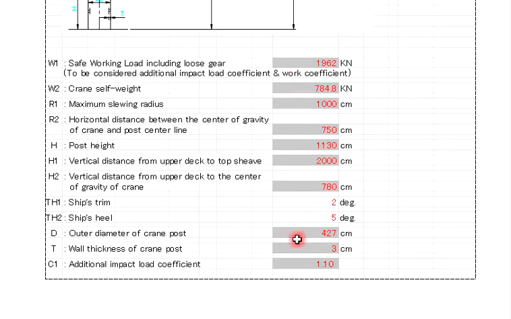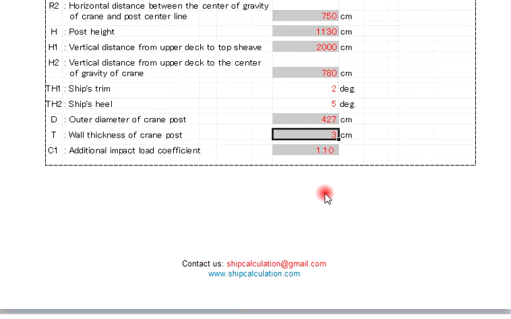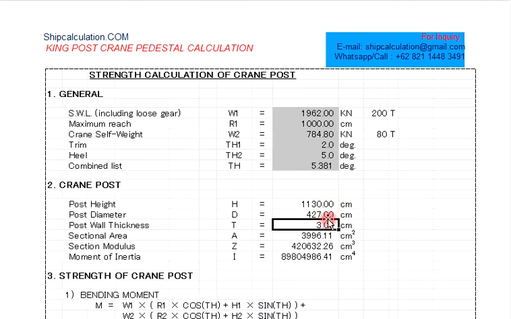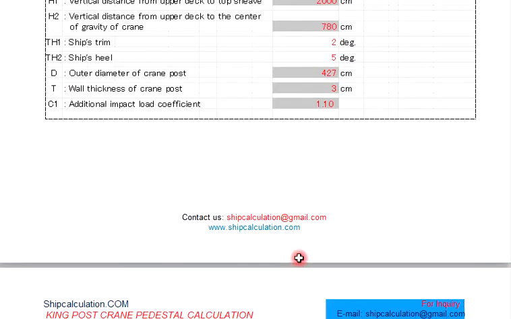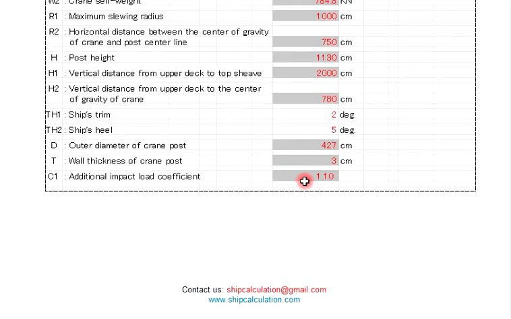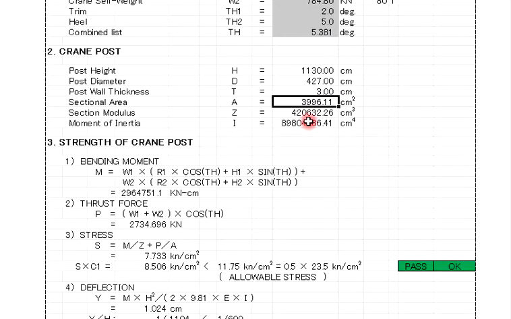Okay, the post height 1130, diameter 427, and this one is the wall thickness 3 centimeter. So you don't need to change. Okay, section area is the automatic formula also. Section area for this pedestal. Okay, this is the size of the pedestal. So automatic formula, and then from the section modulus we get the moment of inertia.